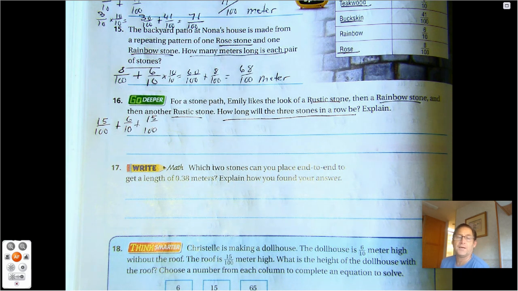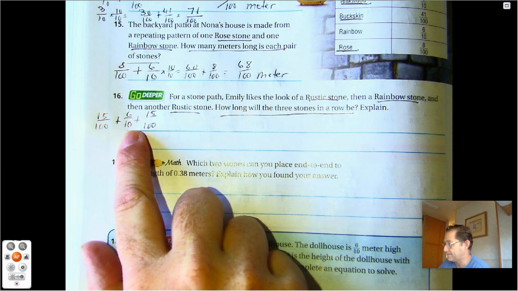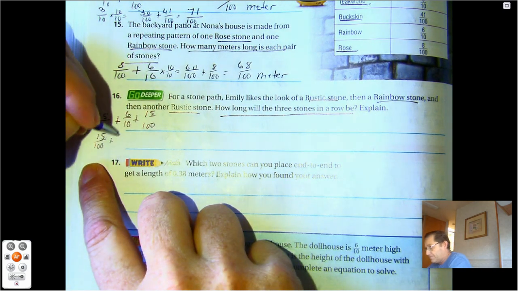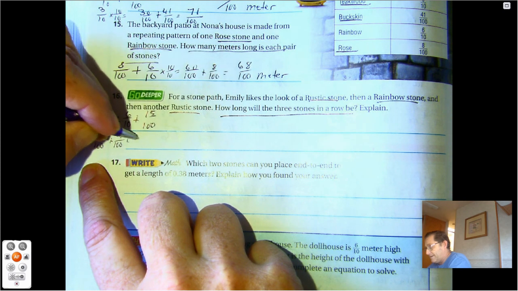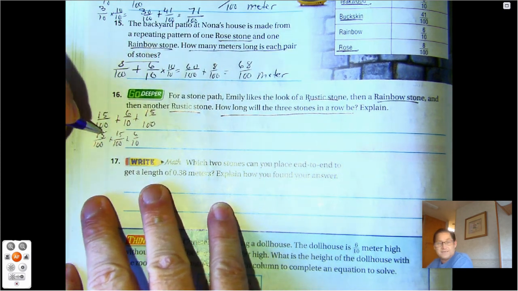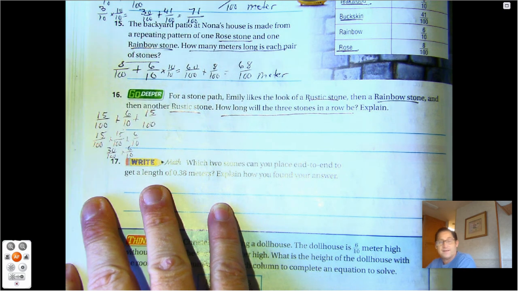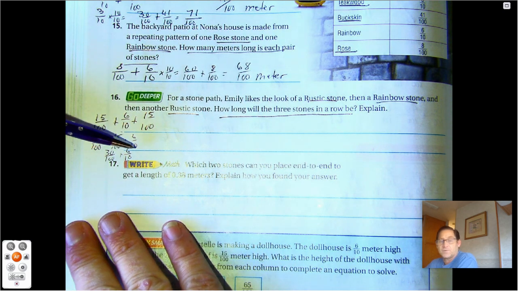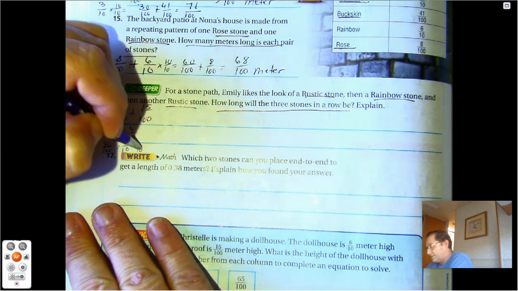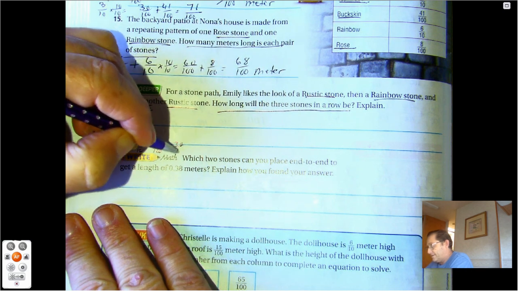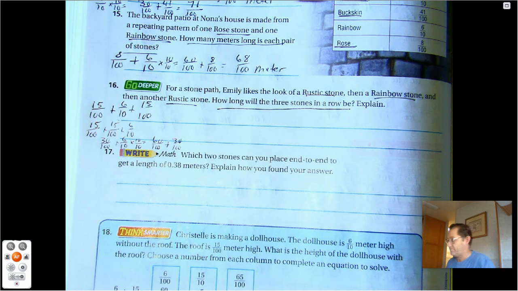So for the sake of adding this, I'm going to use the commutative property, and I'm going to switch places with the 6/10 and the 15 hundredths. So 15 hundredths plus 15 hundredths plus 6/10. So that's 15 and 15 is 30 hundredths plus 6/10. Now at this point, they're not the same size. So I want to change the 6/10 into hundredths. So we have 60 hundredths plus the 30 hundredths. So we have 90 hundredths meter.